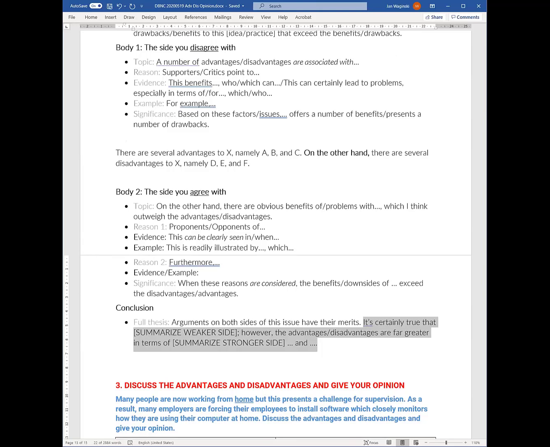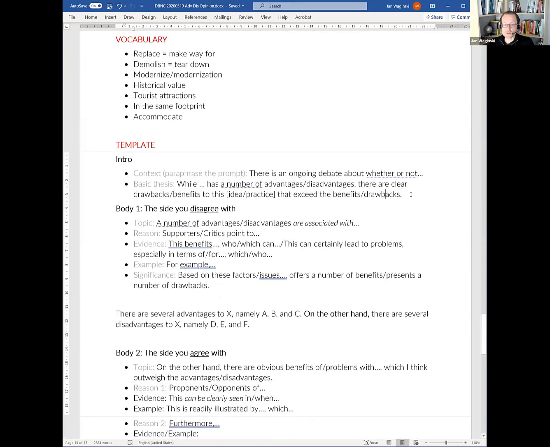Okay, does that make sense, Dina? Yeah, okay, thank you. Because here you don't have to give a full thesis the way you would in school. I would not accept this in my English class. But IELTS examiners do accept something like this. If they're fine with this, then that's all you need to give them.